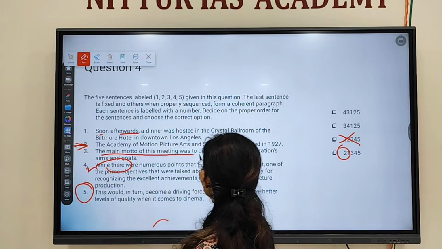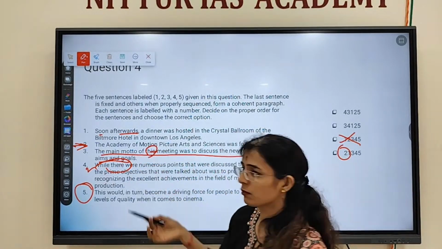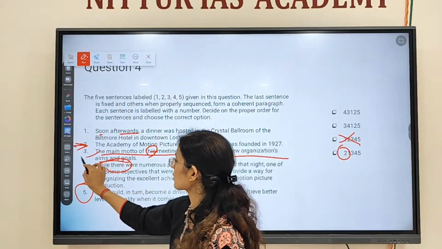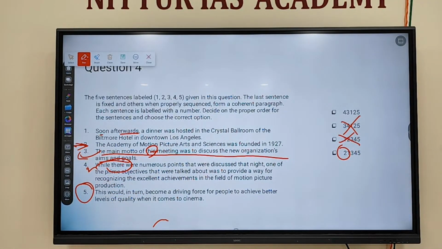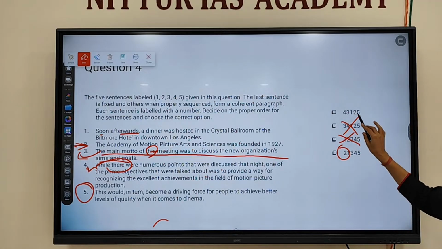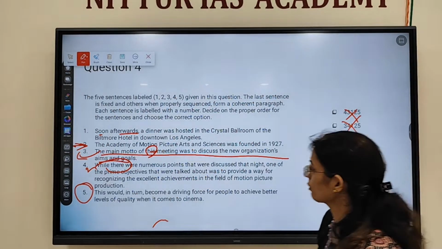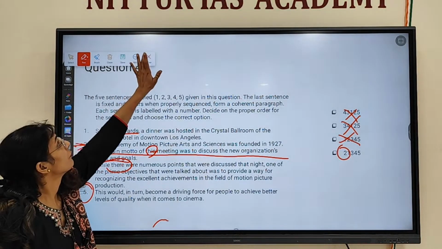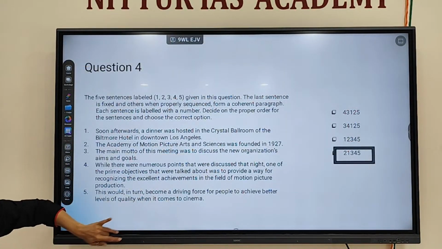The main motto of this meeting was to discuss the new organization's aims and goals. Which meeting? Some meeting has to be there. So one more sentence has to come here to say the motto of this meeting. So eliminating, fourth also be eliminated, third also be eliminated. Very good. Pooja, very quick that was. 2, 1, 3, 4, 5, just by elimination technique.